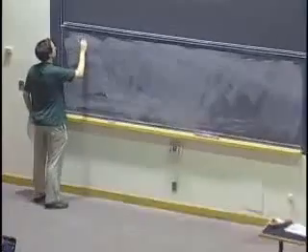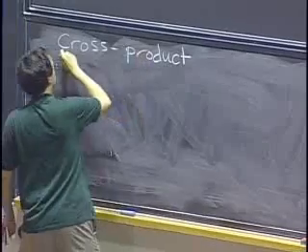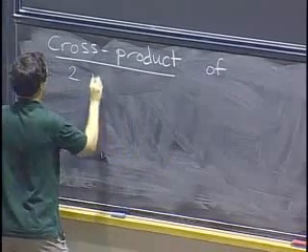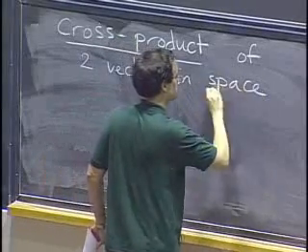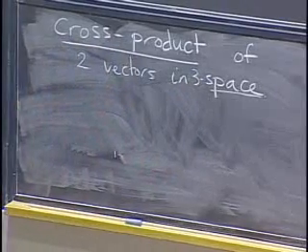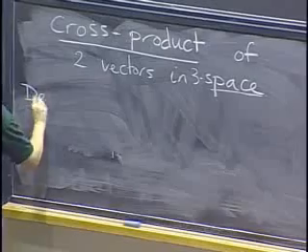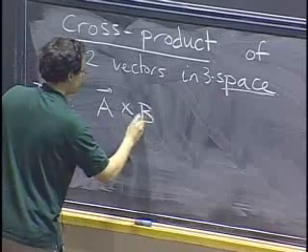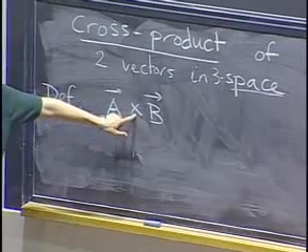Okay, so let me move on to cross product. So cross product is something that you can apply to two vectors in space. And by that I mean really in three-dimensional space, okay? This is something that's specific to three dimensions. So the definition, A cross B, so it's important to really do your multiplication symbol well so that you don't mistake it with a dot product.